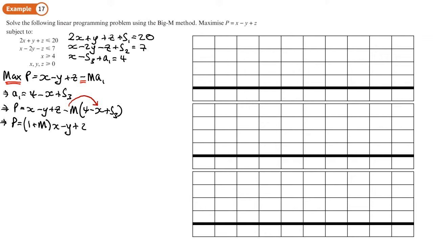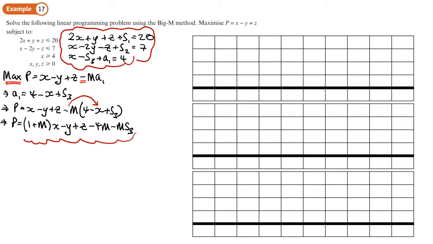There's only a single y, a single z, then multiplying out the rest of the brackets, I have minus 4m minus m s3 or s3m. So I now have everything I need to go into my Tableau. Oh, and that needs rearranging before we put it into the Tableau. So that would be p minus 1 plus m x plus y minus z. Now, this is a number, so this is going to go the other side of the equal sign. It's going to stay on the right hand side. So plus m s3 equals negative 4m.